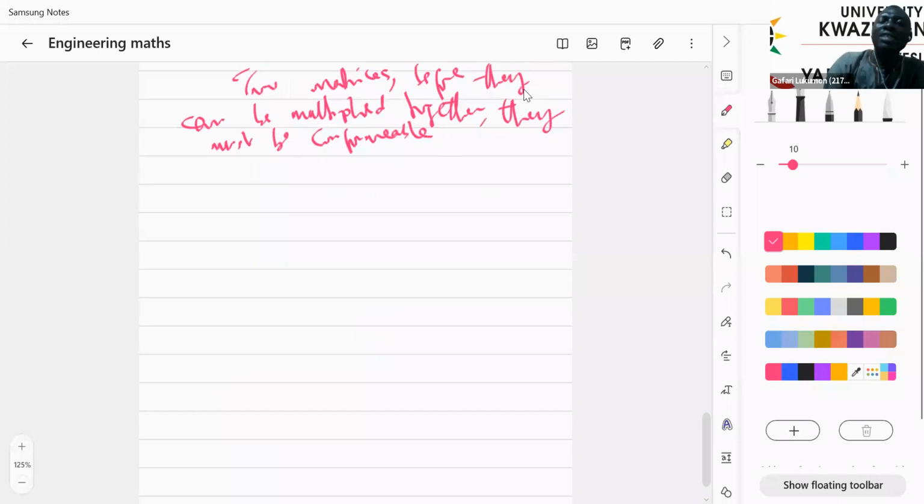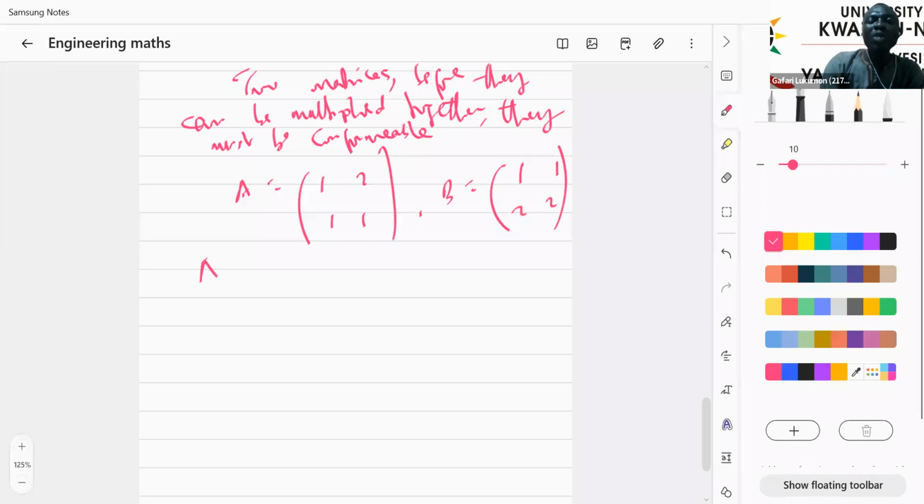So just take for example again, if I have my matrix A to be 1, 2, 1, 1, and my matrix B is 1, 1, 2, 2. If you now want to find A multiplied by B, it is not difficult. Before you can multiply them together, you have to see that they are conformable. How do you know they are conformable? What is the order of A?